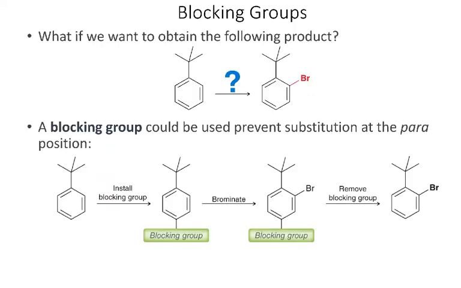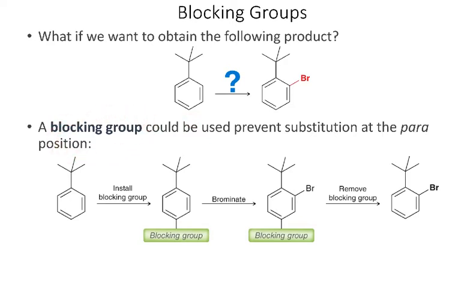Okay, so the last thing I want to consider in this video is the idea of blocking groups. As an introduction to this, let's say I started with this compound and I wanted to add a bromine to the ortho position. Well, this tert-butyl group is very bulky, and so sterically, the bromine is going to prefer to add to the para position. So this is where the idea of blocking groups comes in.